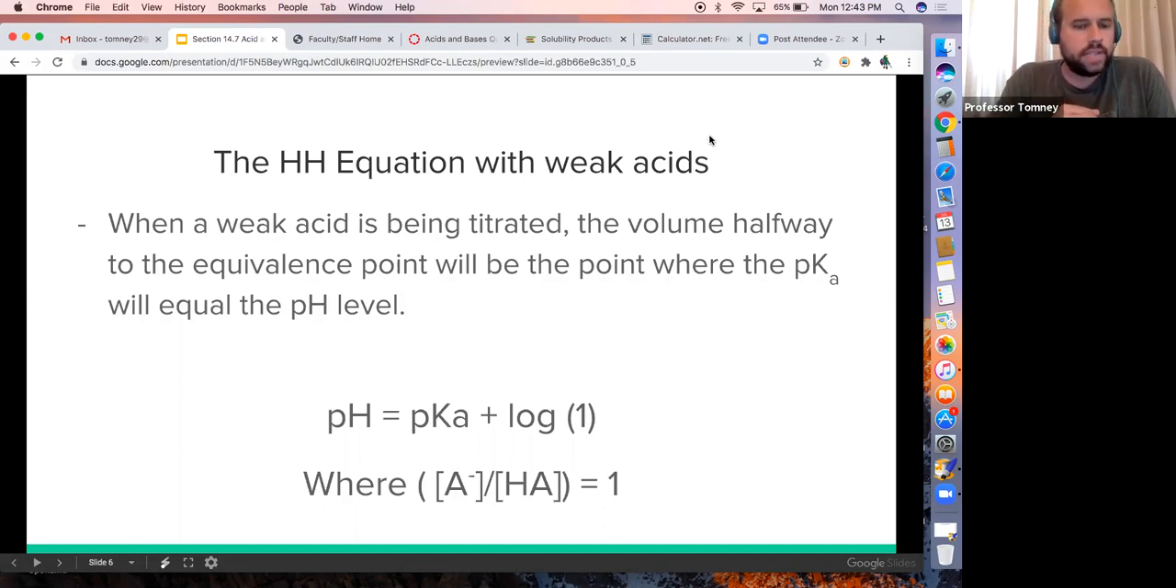So the reason for this is when I initially start, before I've added any base to head to the equivalence point, I have all of my value down in HA. I have not generated any A minus.